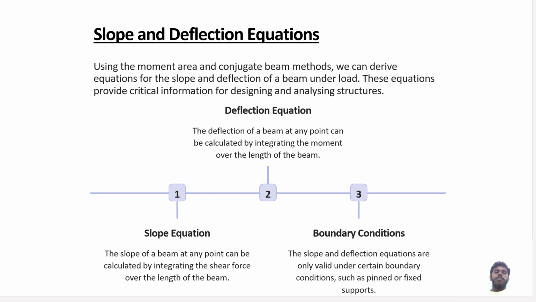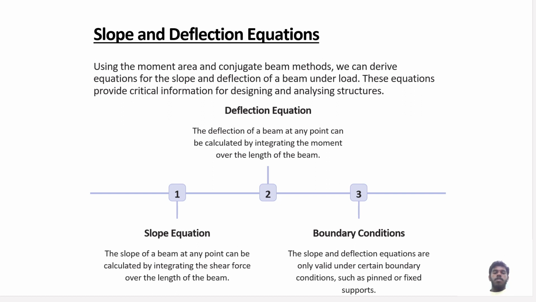Slope and deflection equation. Using the moment area and conjugate beam method, we can derive equations for the slope and deflection of a beam under load. These equations provide critical information for designing and analyzing structures. First, slope equation. The slope of a beam at any point can be calculated by integrating the shear force over the length of the beam.